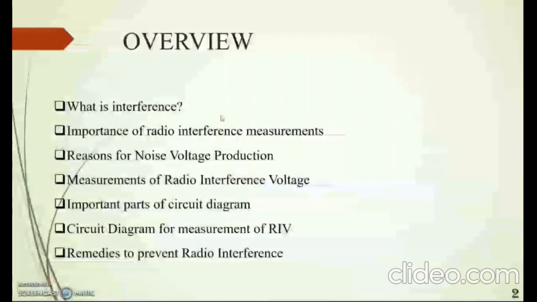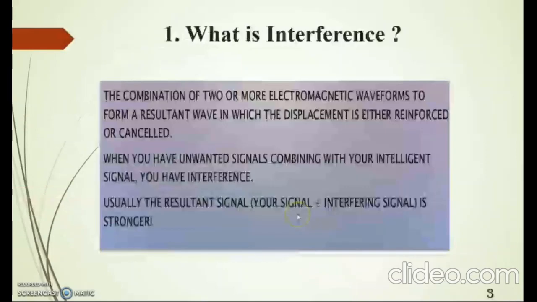So the topics which we are going to cover in this seminar: first is what is interference, second importance of radio interference measurement, third reason for noise voltage production, fourth measurements of radio interference voltage, fifth important parts of circuit diagrams, sixth circuit diagrams for measurement of RIV, seventh remedies to prevent radio interference.